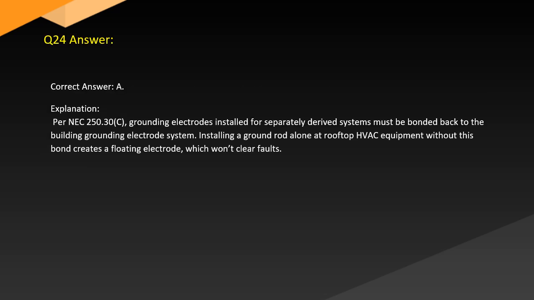Answer. Correct answer: A. Explanation. Per NEC 250.30(C), grounding electrodes installed for separately derived systems must be bonded back to the building grounding electrode system. Installing a ground rod alone at rooftop HVAC equipment without this bond creates a floating electrode which won't clear faults.